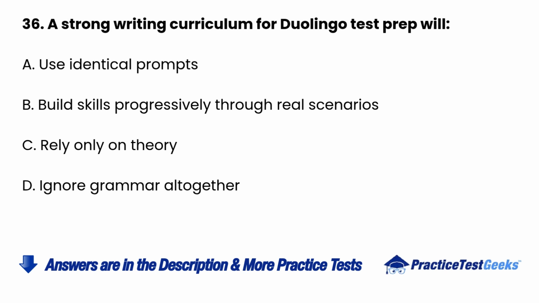36. A strong writing curriculum for Duolingo test prep will: A. Use identical prompts. B. Build skills progressively through real scenarios. C. Rely only on theory. D. Ignore grammar altogether.